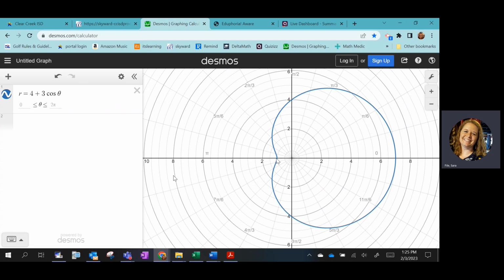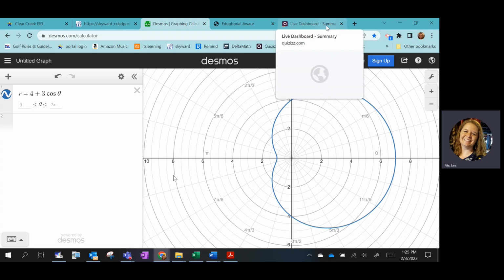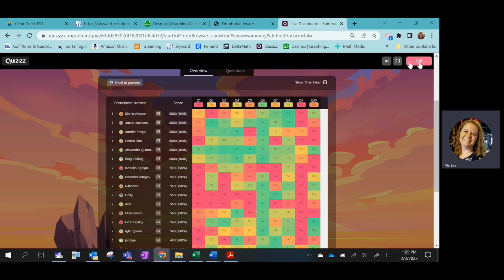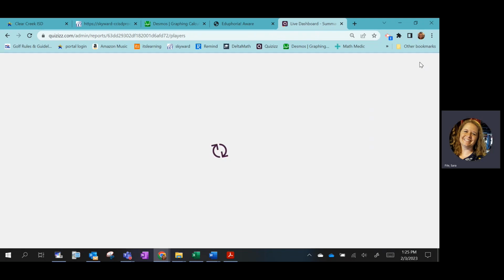Okay, this point right here, you could call this 2 and 180 degrees, or 2 pi. Okay, so remember we talked about different ways to write those. So you still have to understand how to plot points because the calculator won't do that part for you. Cool? Okay, so now we are going to go into quizzes. We're going to play a little quizzes to check our understanding of polar equations.